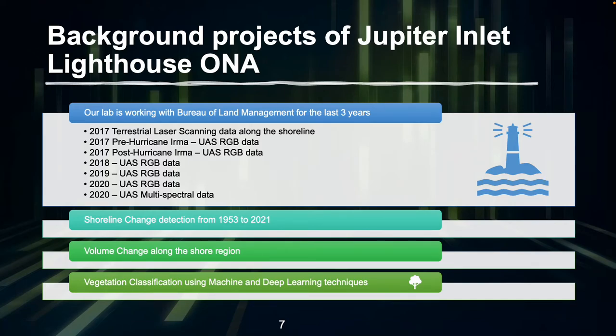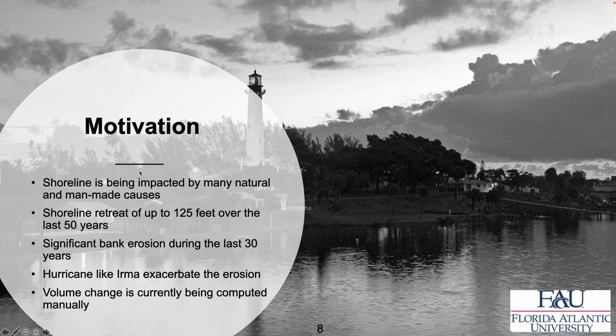Florida Atlantic University has been working on this site for the last several years, mostly on the archaeological investigations, and we performed shoreline change detection, volume change computation along the shore region, and we also performed vegetation classification using machine and deep learning techniques. Whenever needed, we usually compute the volume change manually, which absolutely takes more man hours. That is where we have been motivated to automate the process of volume change computation for any given region.